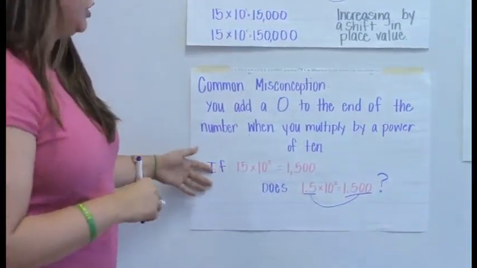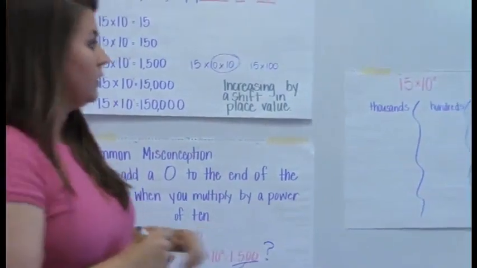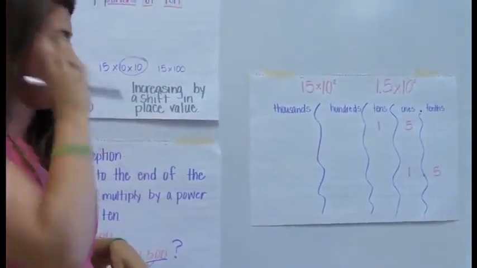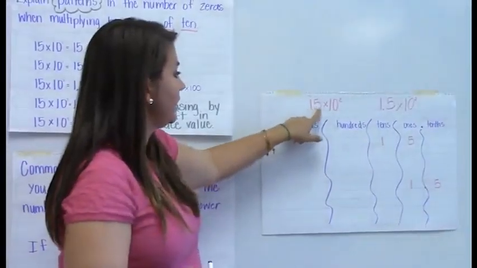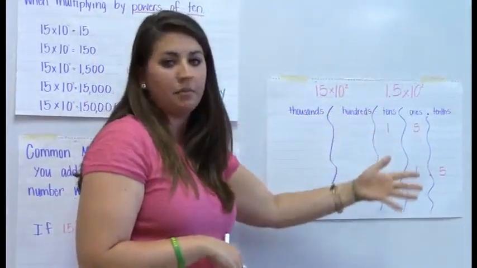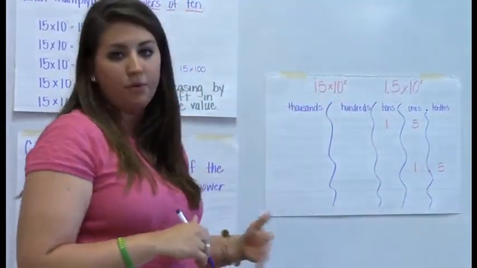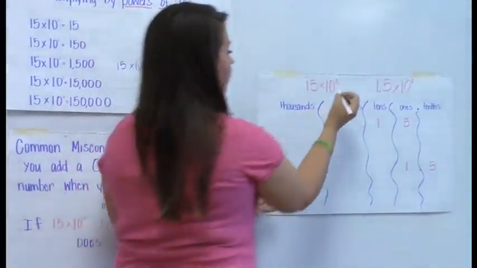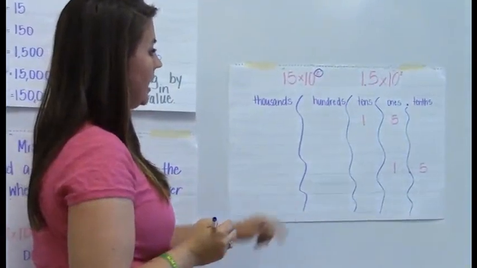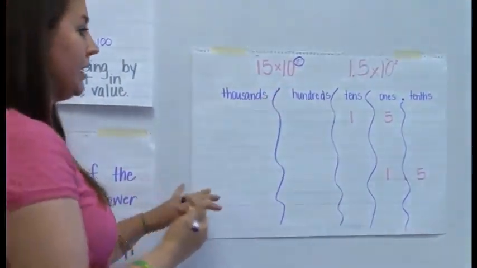Now another way I like to show that is by using a place value chart over here. So we're going to use what we know from our previous charts up here to explain 15 times 10 to the second power and 1 5/10 times 10 to the second power. I like to tell them to apply the exact same rule they know. So if we know that we're shifting twice, because our power of 10 tells us twice, and we know that each time we multiply by 10, we're going to shift one place value.